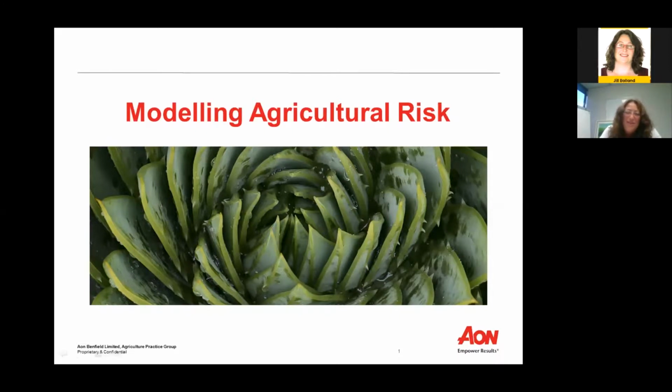So I'm going to be talking about agricultural risk, and as I just said, I work in the insurance industry, so this is geared towards modelling risk for the insurance industry. But I work with agriculture, so a lot of it is about modelling crops and then working out expected yields and then using that to model losses. So it's quite relevant for any crop modelling as well.